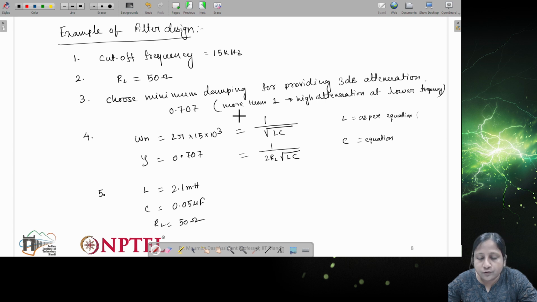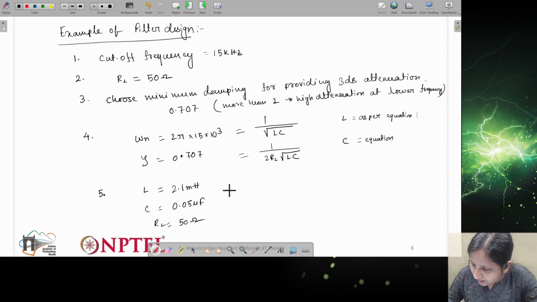order filter. First order filter I already told you, that is very simple, RL divided by the required inductance. And for third order the process will become much more complicated. Again we have to write down the equation, and from there find omega n and zeta, and then follow the procedure. But this is basically a general procedure which you can consider for any application, right?